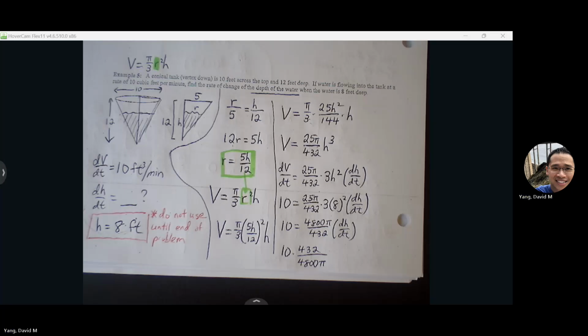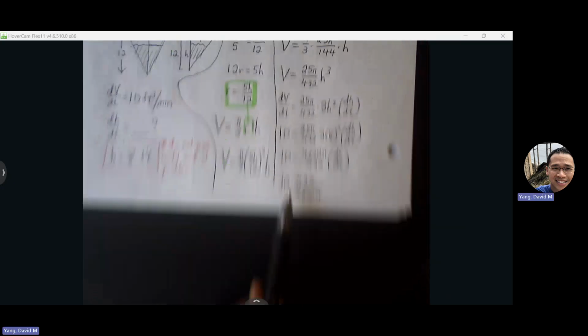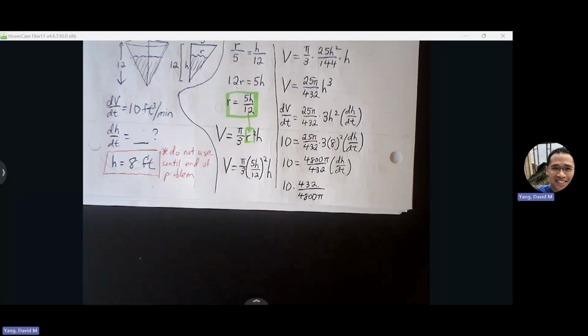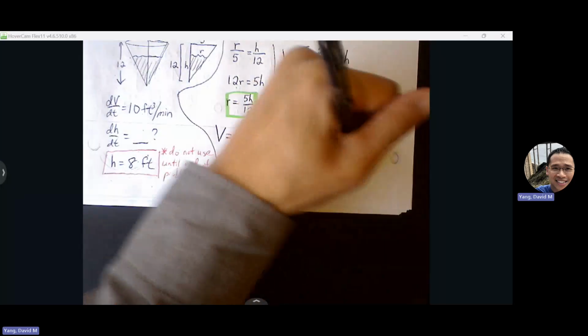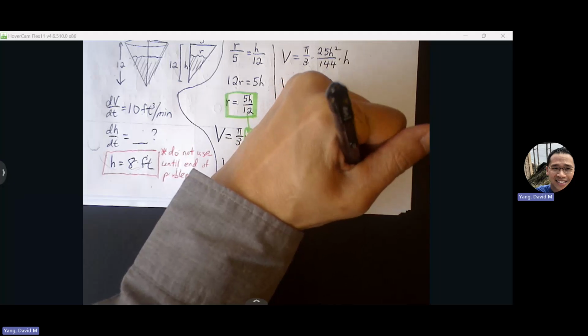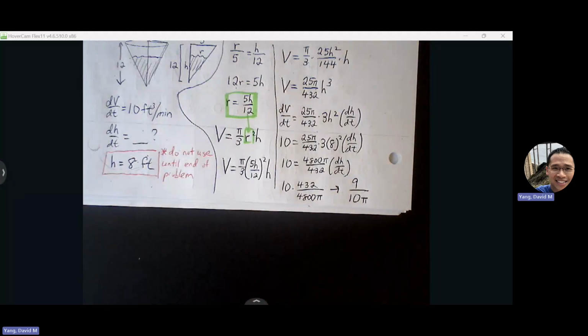Because this is just a number. So imagine if it was just like V is equal to 4h cubed. The derivative would just be, you keep that 4 there. So I know it looks messy, but it's just some random number that's sitting in front. So if you multiply the 10 times 432 divided by 4,800, it should get you down to 9 over 10, and then just keep that pi in the denominator.